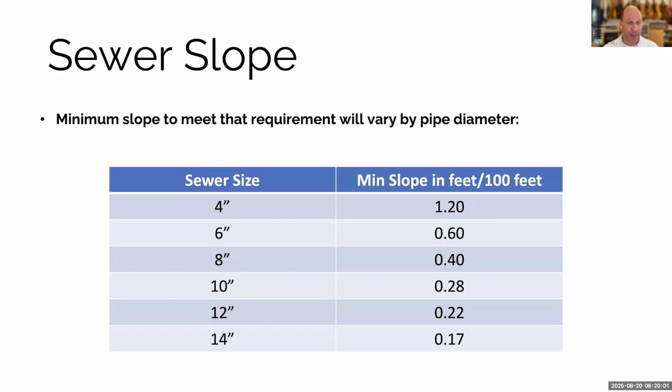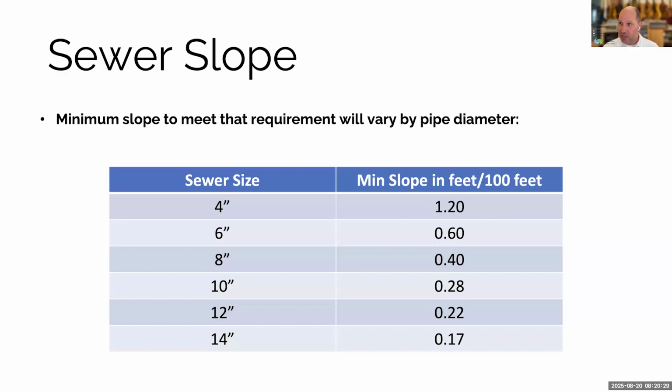So for a 4-inch pipe, you need to drop 1.2 feet, or about 14.5 inches, over a 100-foot stretch to maintain that minimum velocity. Whereas for a 14-inch pipe, a pretty large diameter pipe, you would only need to drop about 2 inches over 100 feet, so 0.17 feet. So these are tables that are available to you, but the important thing to remember is the relationship between the two.